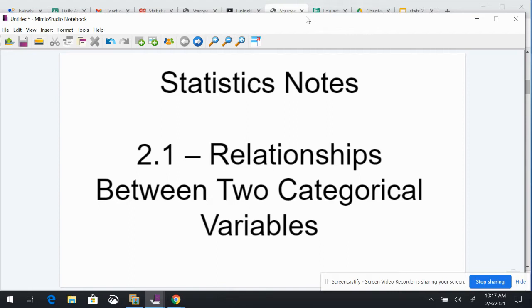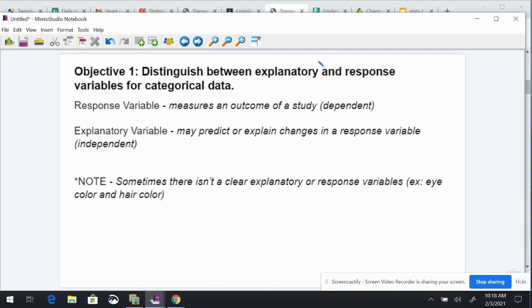So 2.1, relationships between two categorical variables. So again, talking about categorical, we're looking more at a count when we describe categorical variables, as opposed to the other type. So the first objective here is to distinguish between explanatory and response variables for categorical data.